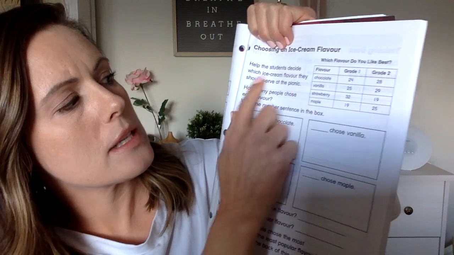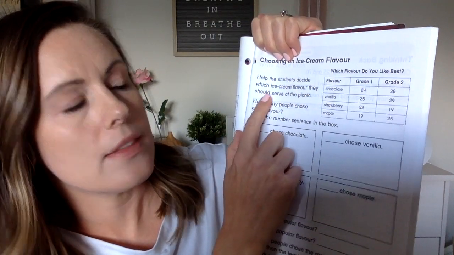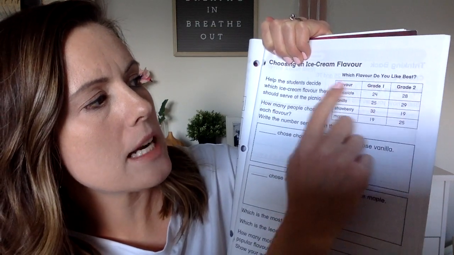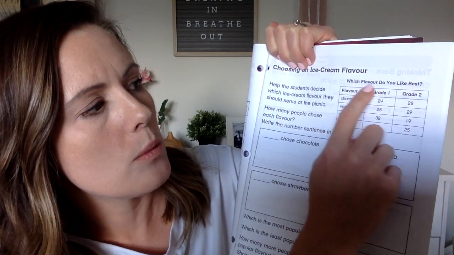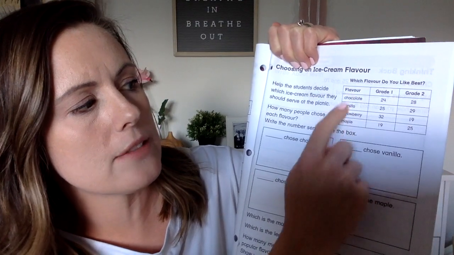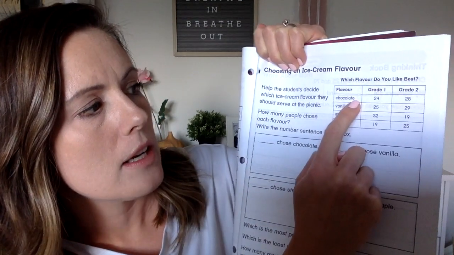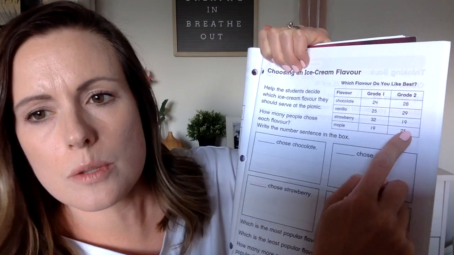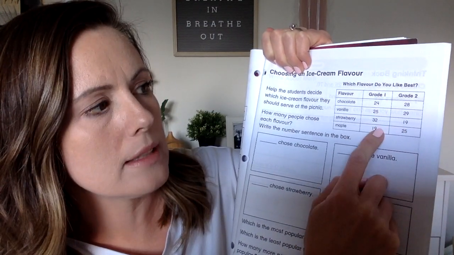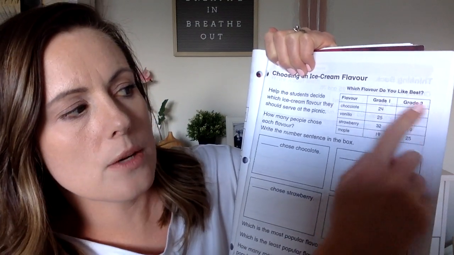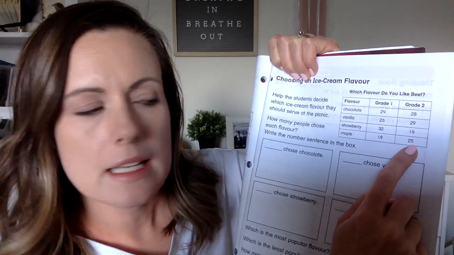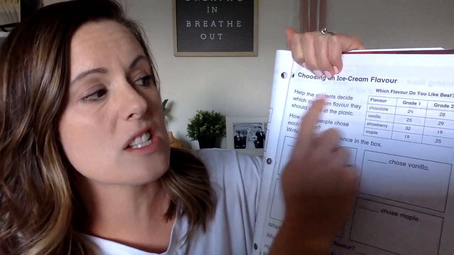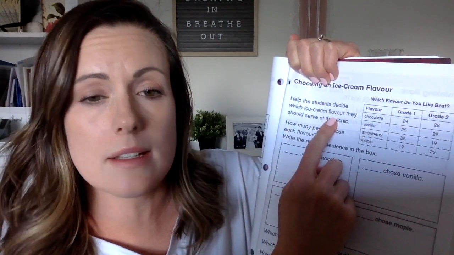So, help the students decide which ice cream flavor they should serve at the picnic. So you have a nice table over here with the question or title, which flavor do you like best? And it looks like they've done some kind of a survey. And they've got chocolate, vanilla, strawberry, and maple as their flavors. And you've got two groups of people that you're working with, grade 1 and grade 2. And you have a bunch of double-digit numbers that tell you what the votes are for each grade. So that's just giving us background information. We need to know that moving forward.